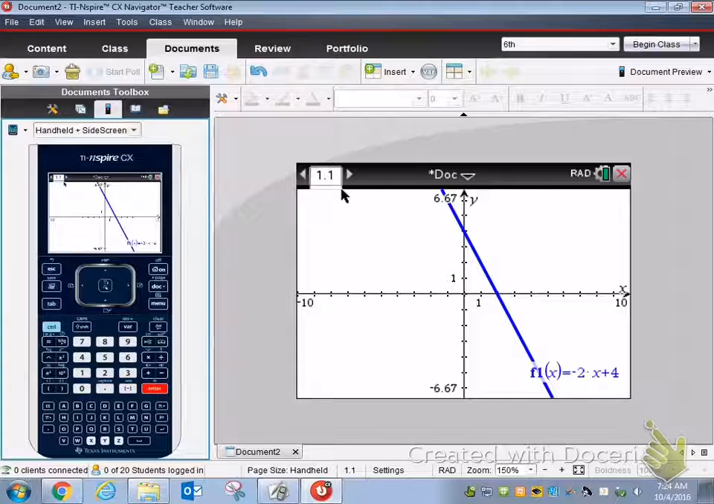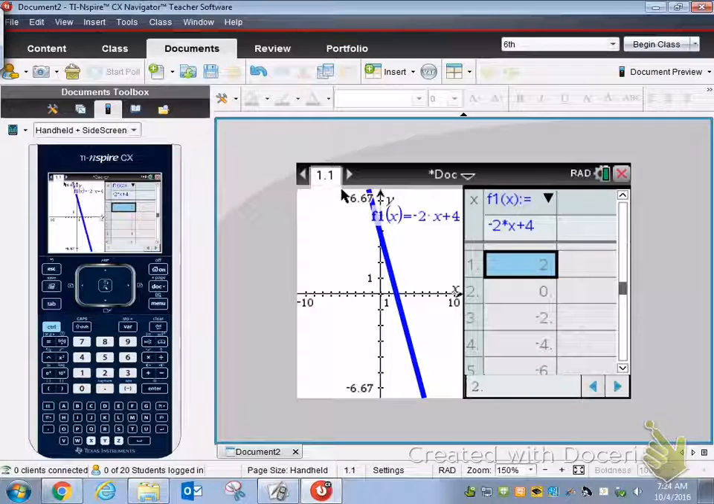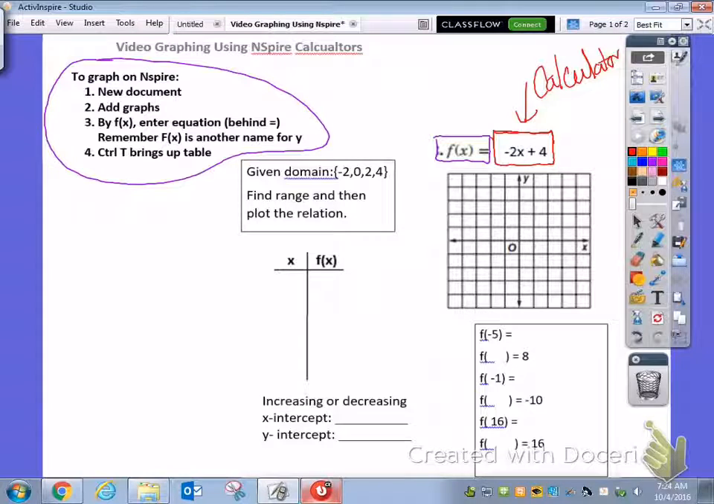To access a table, you hit the yellow button and then the letter T, which is down there by the Z. Here is the table that we were making by hand. So when x is 1, y is 2. When x is 2, y is 0. So let's look at some of the things.